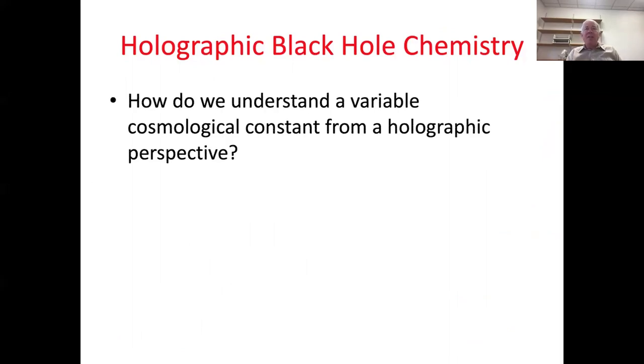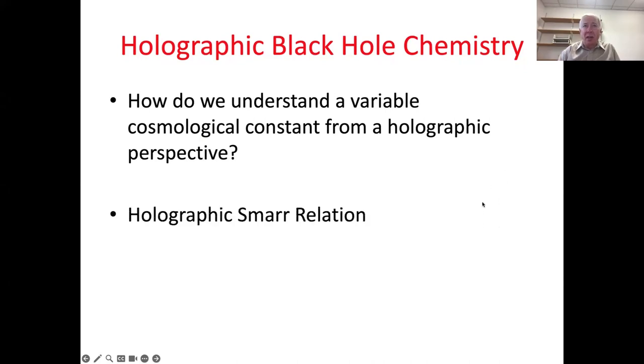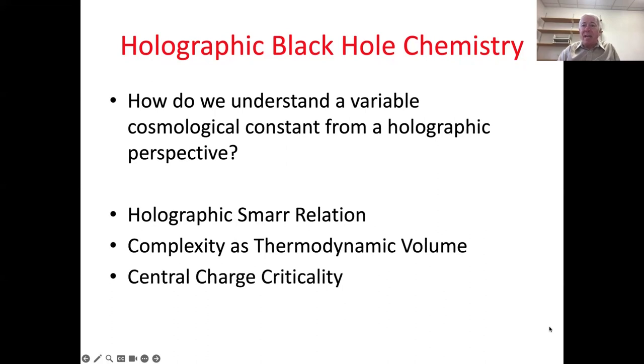So let me turn to the main event, holographic black hole chemistry. And the question here is, we have an anti-de Sitter space, but there's now 25 years of work or more, actually 28 years of work on understanding anti-de Sitter space as being holographically dual to a conformal field theory. And for quite some time, we've been asked how we understand a variable cosmological constant from a holographic perspective. So I'm going to sketch out three main results that we've achieved: the holographic SMAR relation, complexity as thermodynamic volume, and central charge criticality, that I think have made inroads into addressing this question here.